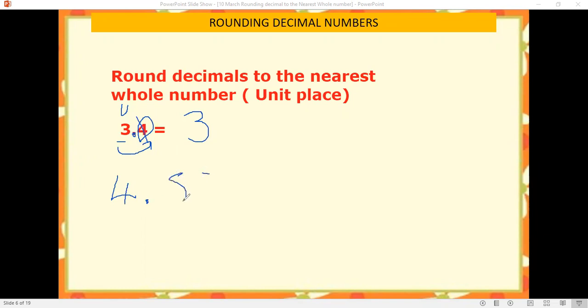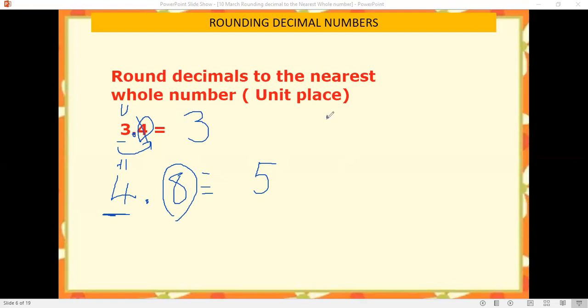Okay, another example, 4.8. So this is our unit, and look to the right. What is the next digit from the unit place? It is 8. Is 8 4 or less, or 5 or more? It is 5 or more. Therefore, we are going to add 1 to the unit digit, which makes it 5. It's only the nearest whole number, so you will just write 5.